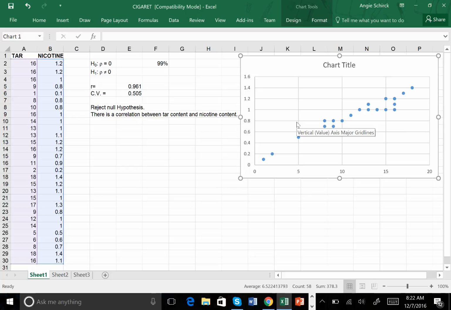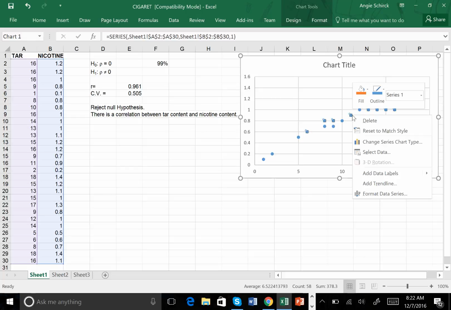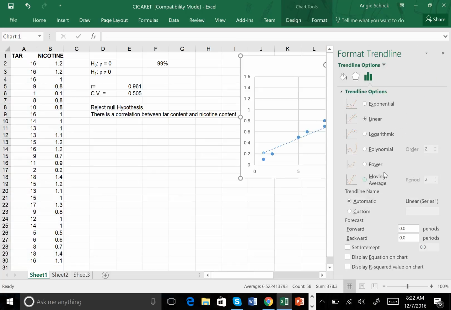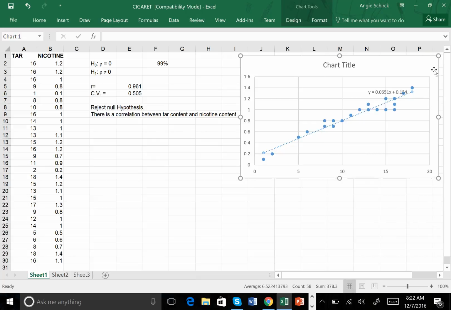All right, so remember, to find the equation of the regression line, we simply choose any one of these dots and right-click and say Add Trendline. The trendline properties box displays, and we will check Display Equation on Chart. And now we have our regression equation. Y is equal to 0.0651x plus 0.154. So there's our regression equation.